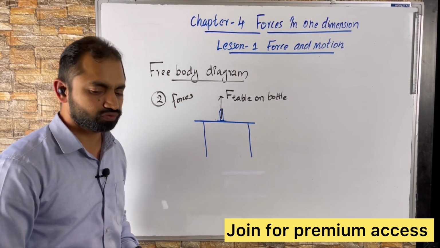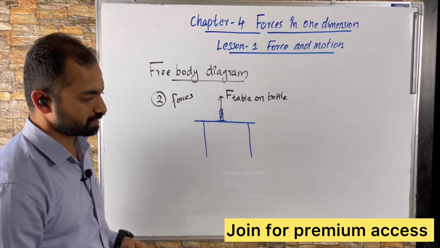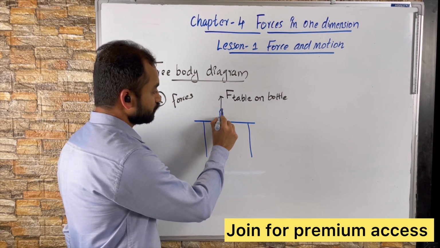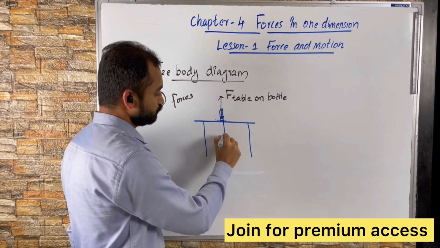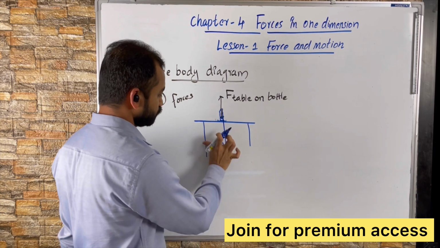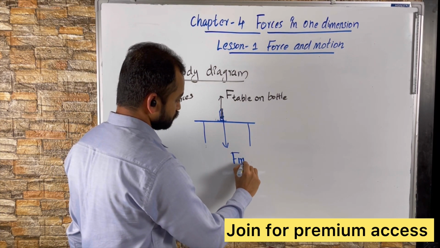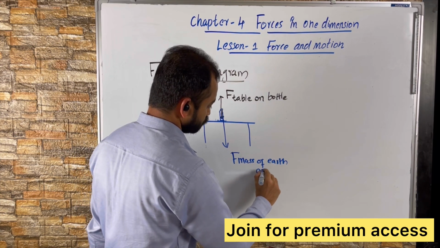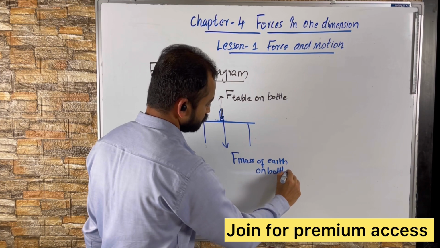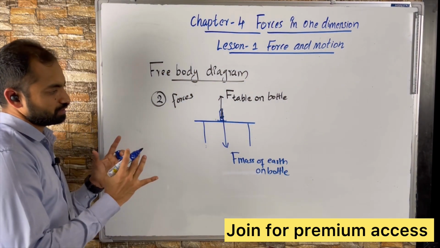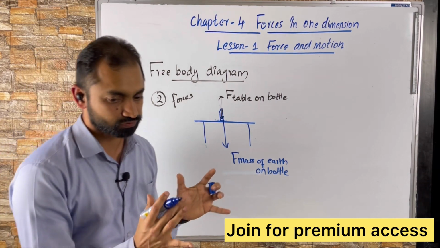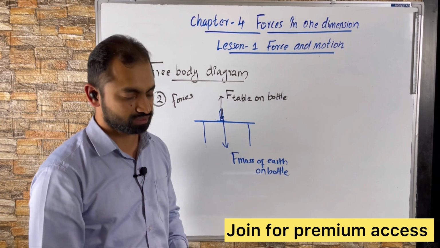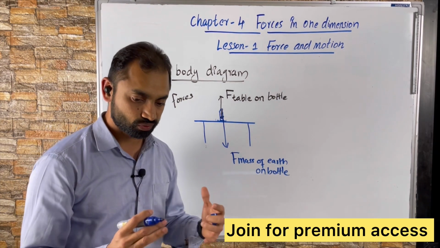Then what is the second force acting on the bottle? The second force is weight. Very good. Weight of the bottle. So F mass of earth on bottle. Okay, so this is a diagram. This is not a free body diagram. So this is a diagram or a sketch of forces acting on this water bottle that is on your table.